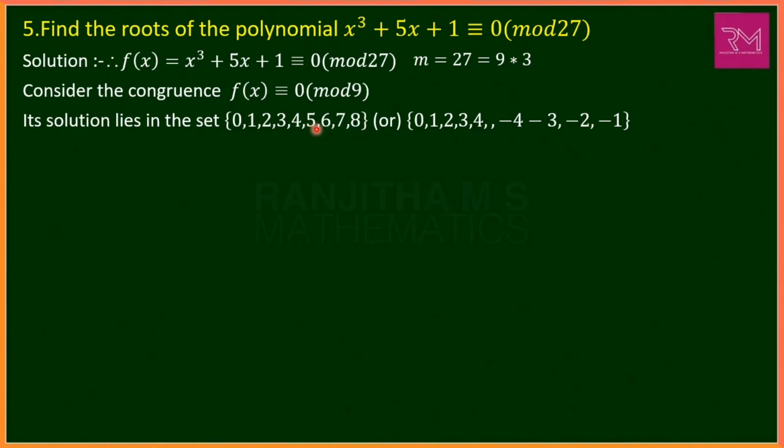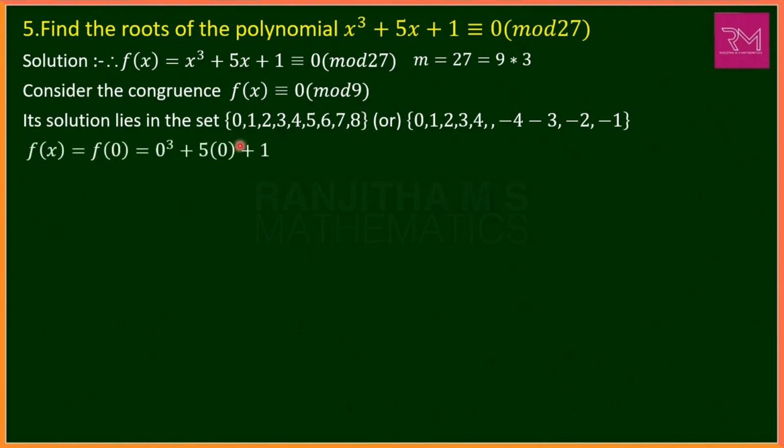Or in the place of 5, 6, 7, 8 we can write it as minus 4, minus 3, minus 2, minus 1 because 5 is congruent to minus 4 under mod 9, not for 27. 5 is congruent to minus 4 under mod 9 because 9 divides 5 minus of minus 4, that is plus 9. That is, 9 divides 9, which is satisfied. Similarly, 6 is congruent to minus 3 under mod 9, 7 is congruent to minus 2 under mod 9, 8 is congruent to minus 1 mod 9.